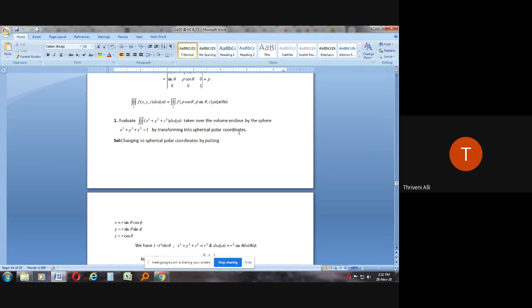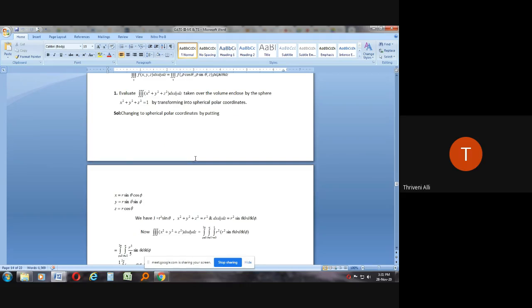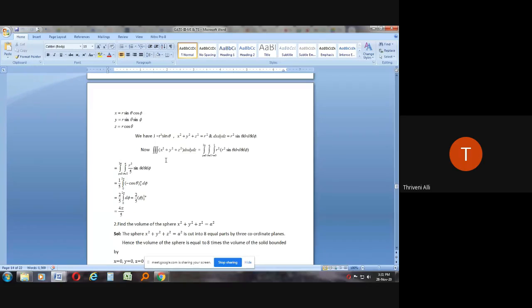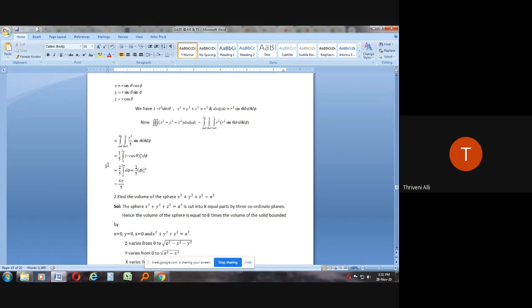In the question they mention spherical polar coordinates, so we have to convert from Cartesian to spherical. That is x equals r sin theta cos phi, y equals r sin theta sin phi, z equals r cos theta. And in the previous page, we discussed the Jacobian, r squared sin theta. These r, theta, phi limits are also standard: r varying from 0 to 1, theta from 0 to pi, phi from 0 to 2 pi. So you just remember that.